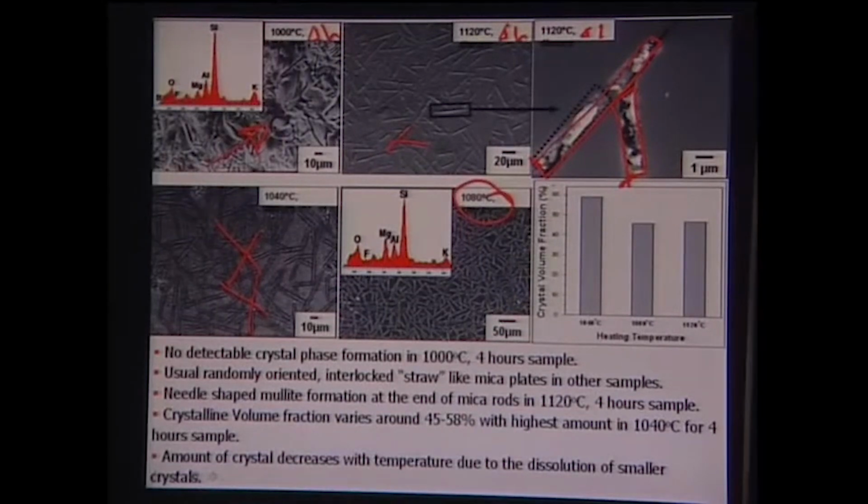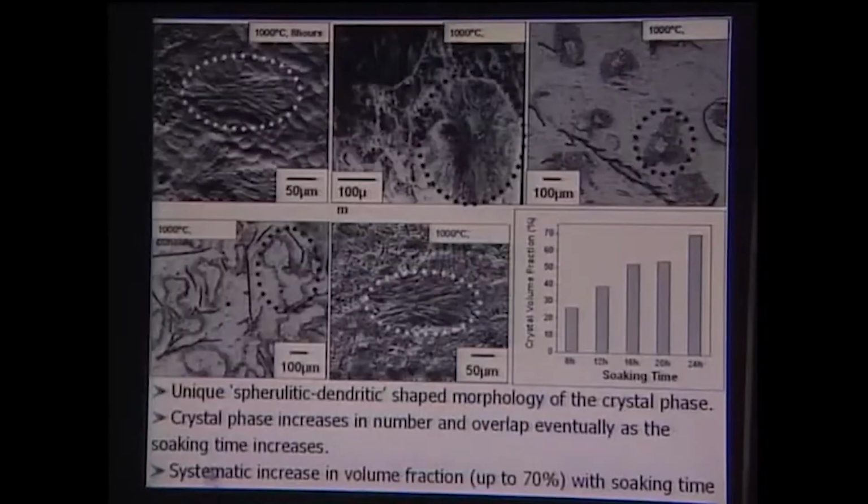So, this is the crystal volume fraction. Based on these AFM images, one can measure the crystal volume fraction, and what you find here is that at 1080 and 1120 there is no change. The crystal volume fraction is roughly around 45%. Whereas at 1040 degrees Celsius, the crystal volume fraction is roughly around 58% or so.